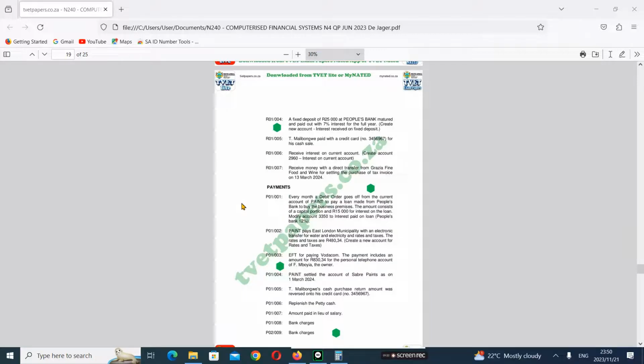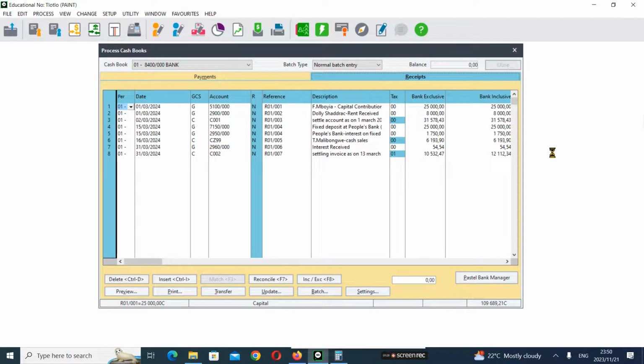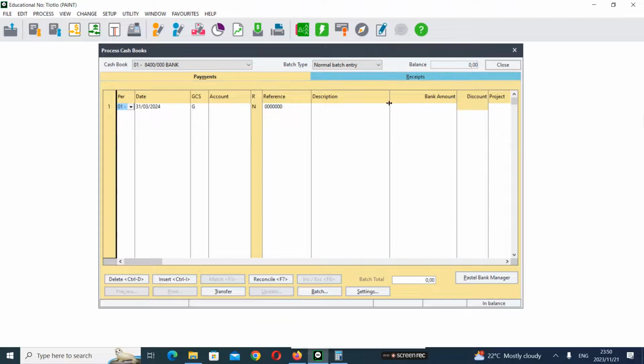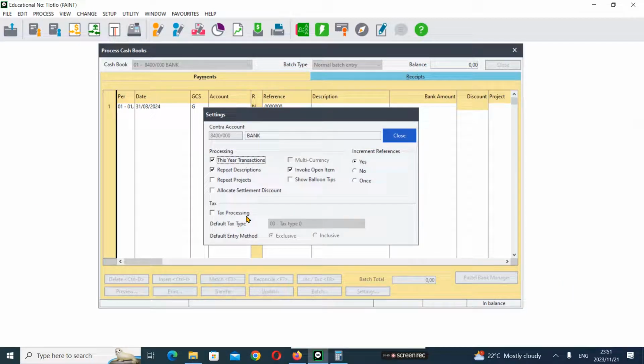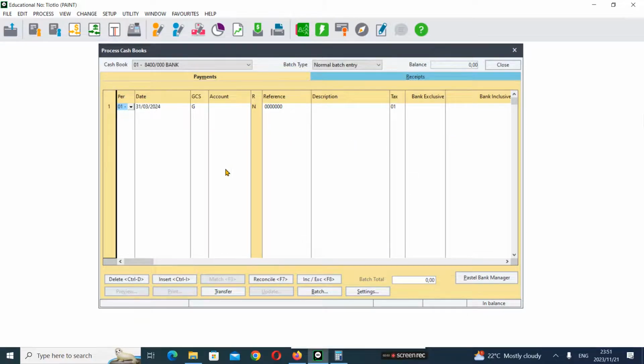So we are focusing on our cash payments. As you can see, we did our cash receipts that side. Now we are on our cash payments. So what we need to do is fix up our settings. We need to activate tax, and then you can say standard, which is 0.1, and the amounts are inclusive, and then we can say increment reference, and then you can say close. It's fine. You will have something like this.